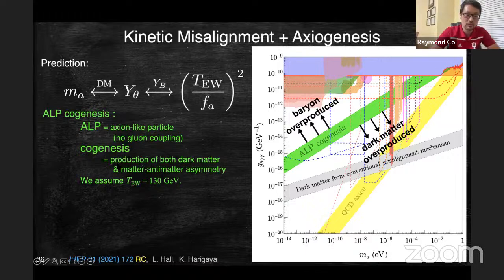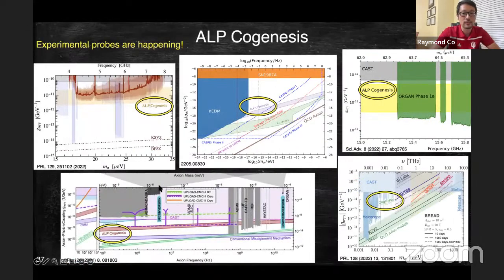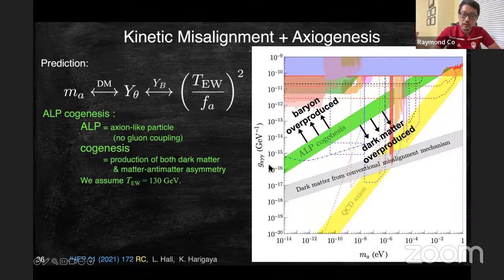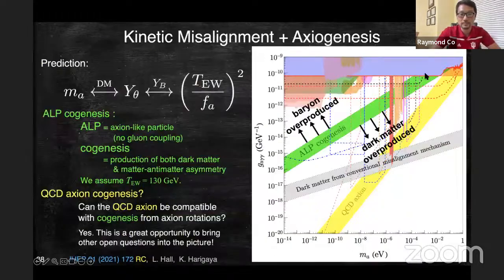And again, cogenesis refers to the idea that we're producing both the dark matter and the baryon asymmetry of the universe. And this prediction depends on the T electroweak, and we fix it to be 130 GeV. And what is exciting is that there are experiments that are already actively probing our ALP cogenesis idea. And what is more exciting is that our prediction predicts that the axion-photon coupling is stronger than the conventional prediction from the QCD axion and the conventional misalignment. So in some sense, before the experiments would be able to probe other benchmarks, they must go through our prediction first.